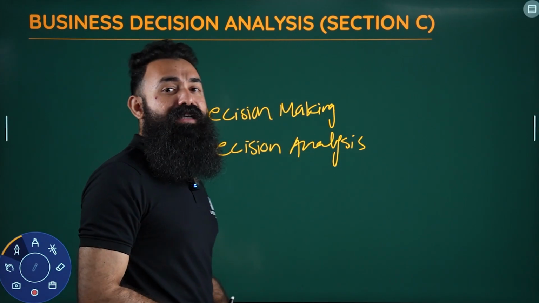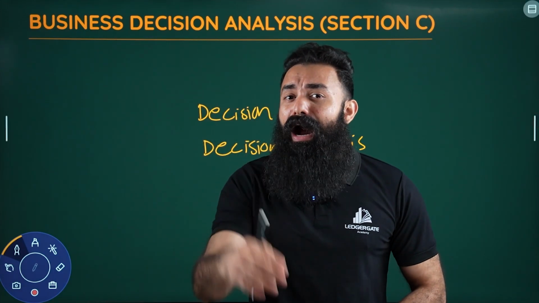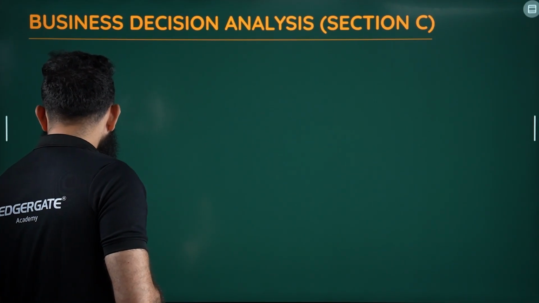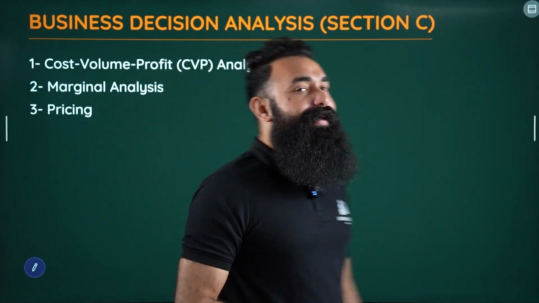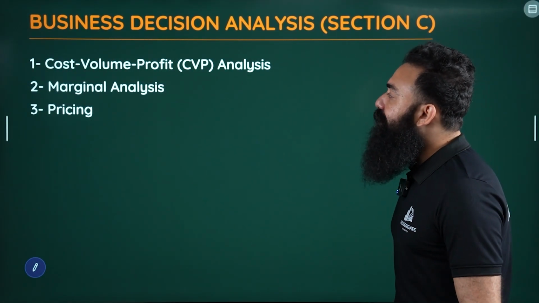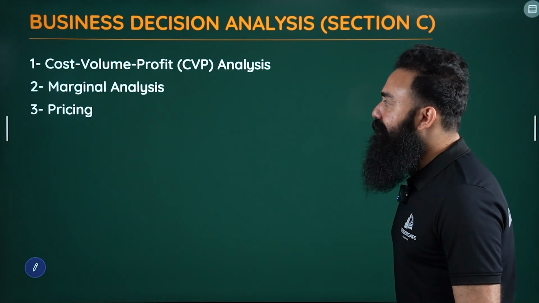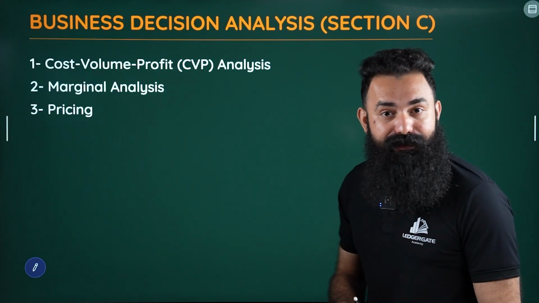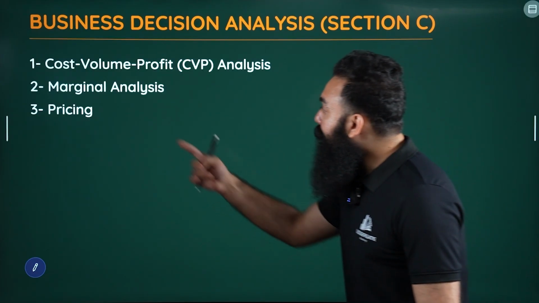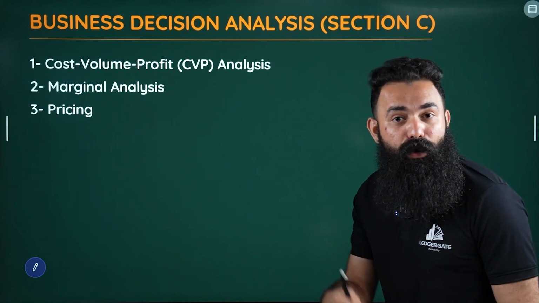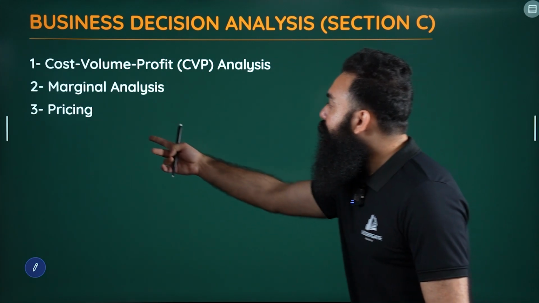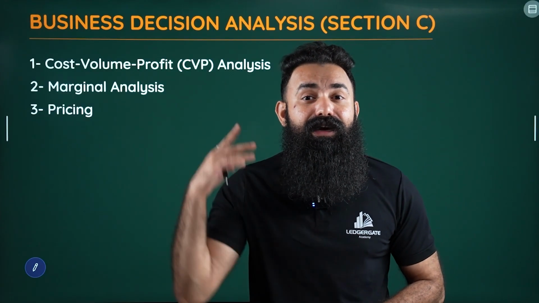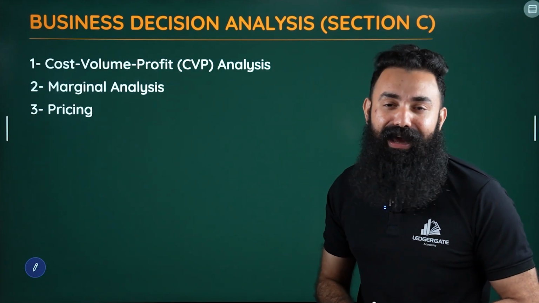So in this section, business decision analysis, we are going to learn some different topics. Here we'll discuss three different decision areas. Starting with cost volume profit analysis, in short we'll say CVP analysis. It's a kind of decision. Secondly, marginal analysis, which is also a kind of decision making. And thirdly, pricing decisions. These three topics are to be discussed under section C, business decision analysis.